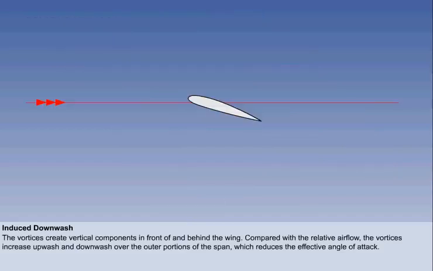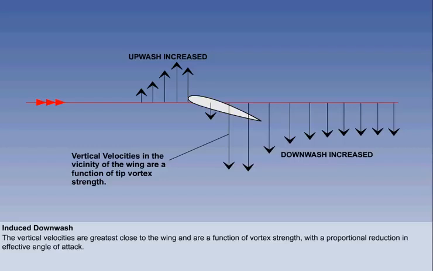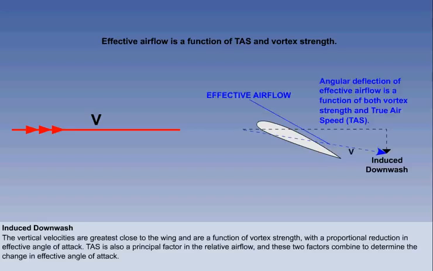If we look at this effect in cross-section, the vertical velocities can be seen to be greatest close to the wing where the vortices are strongest, and immediately ahead of the wing. These vertical velocities, then, are a function of vortex strength. So the stronger the vortices, the greater the reduction in effective angle of attack. Since TAS is also a principal factor in the relative airflow, these two factors combine to determine the change in effective angle of attack.